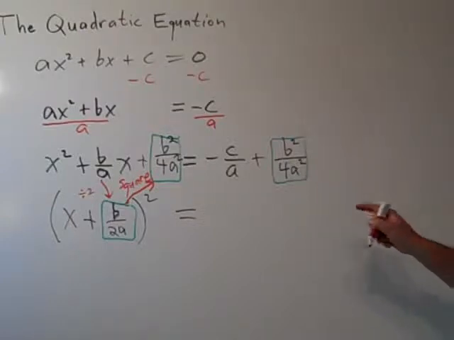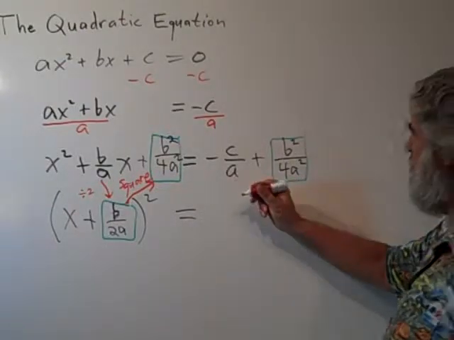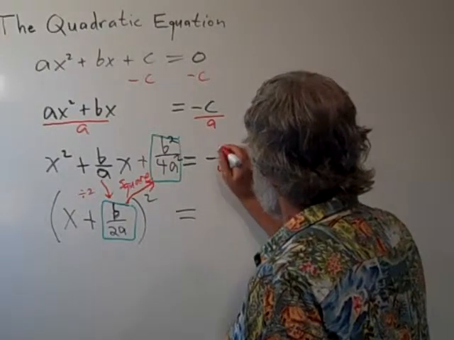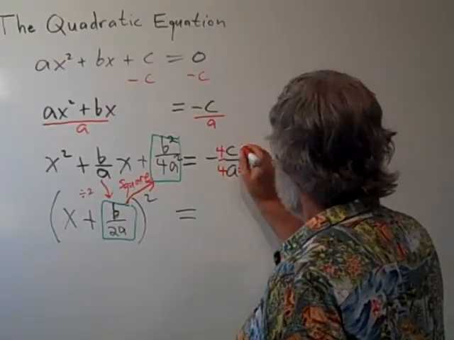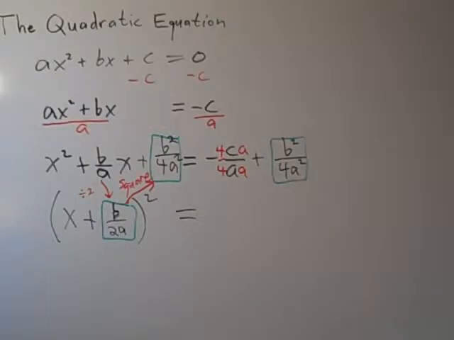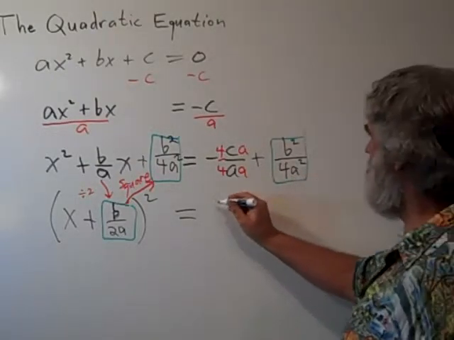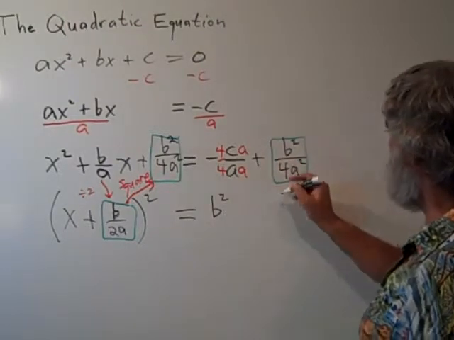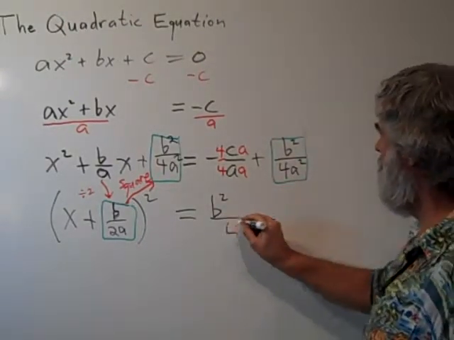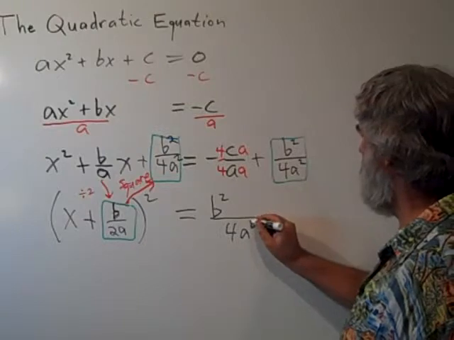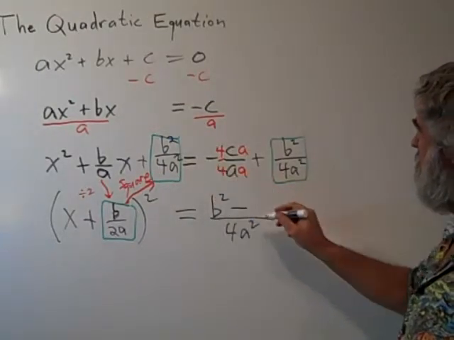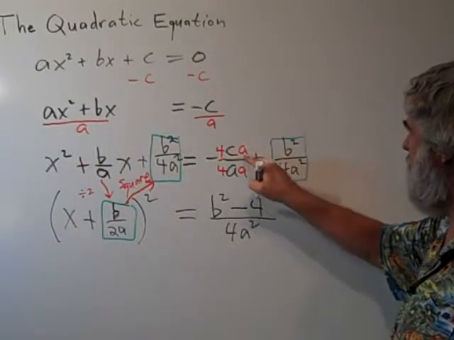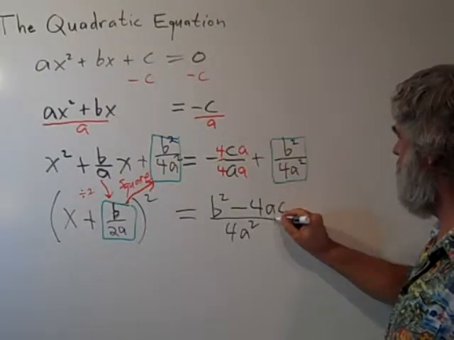Now on the right side, we have a 4a squared and only an a here, so if we multiply the top and bottom by a 4, and the bottom by another a, we have a common denominator of 4a squared. So this side is b squared, common denominator of 4a squared, minus, because this is negative, 4ca or ac.